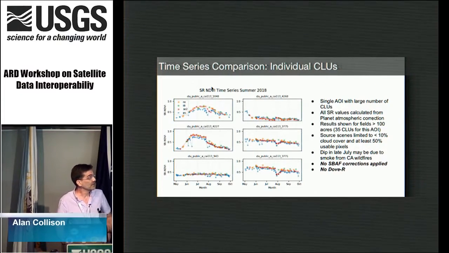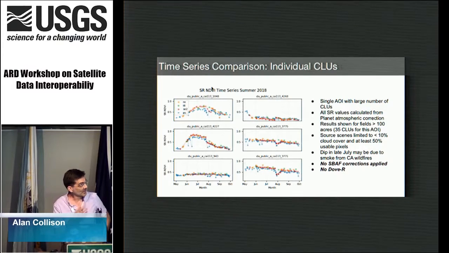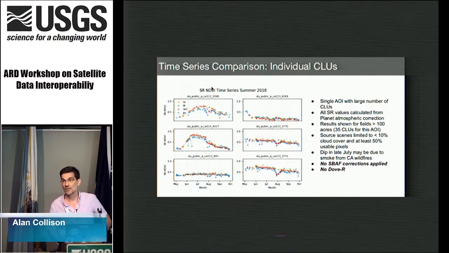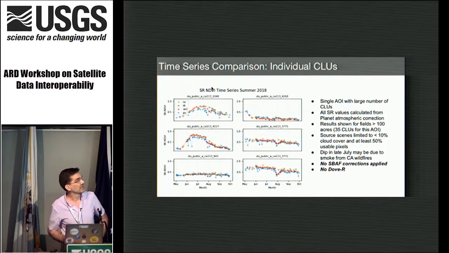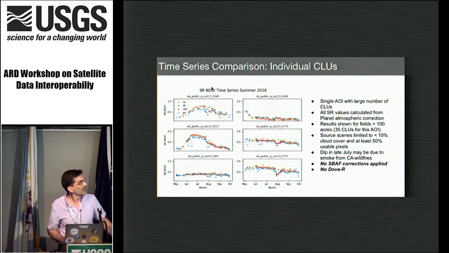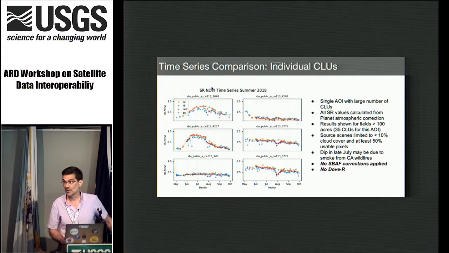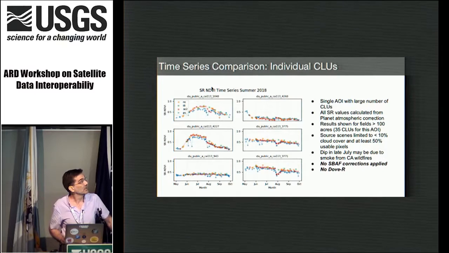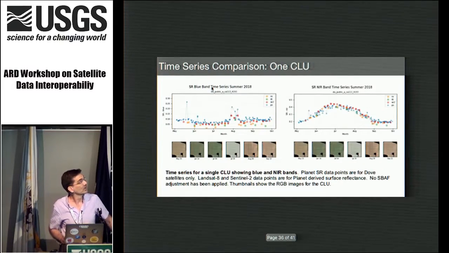This is showing various time series for the same time period, and these are for different CLUs, for different fields. And so there are different crops and different land cover throughout the year. And it's showing RapidEye, Landsat, Sentinel-2, and Planet Dove. So not DeVars, just Planet Dove. And overall, it's looking pretty decent.